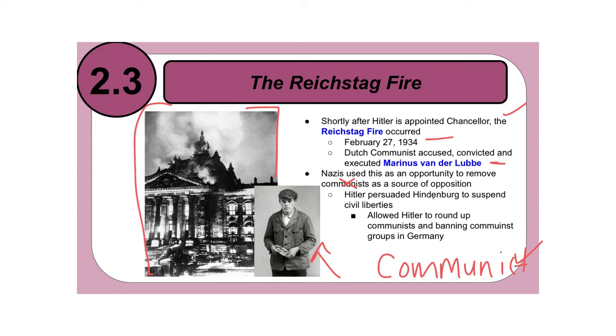Hitler persuaded von Hindenburg to suspend civil liberties. Since the Reichstag had burned down, Hitler, as the chancellor, went to President Hindenburg and said, you need to suspend civil liberties because the country's going all crazy. As a result, Hindenburg suspended civil liberties, which gave Hitler the ability to round up communists and begin to ban communist groups in Germany. So suspension of civil liberties as a result of the Reichstag fire is what helped bring about suppression of communists and other groups that opposed Nazis.